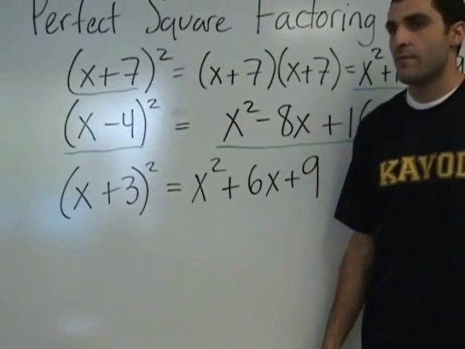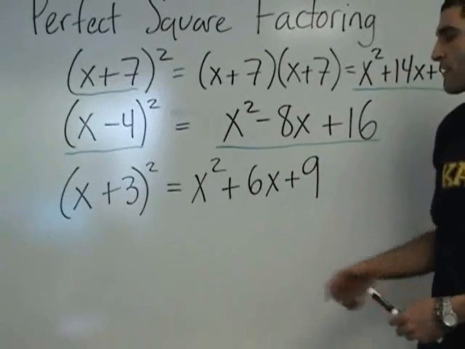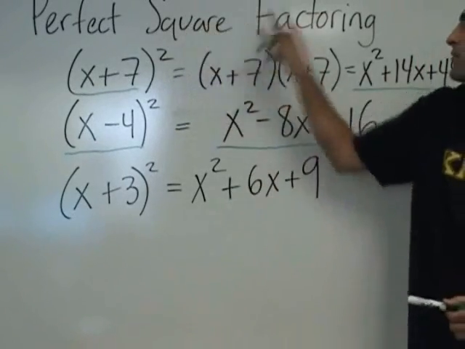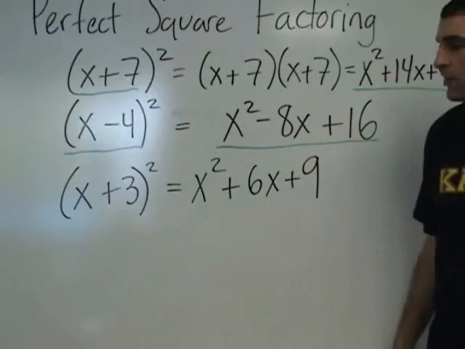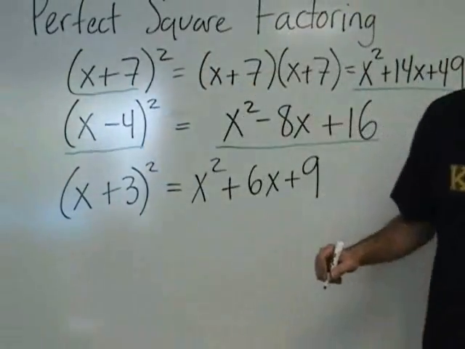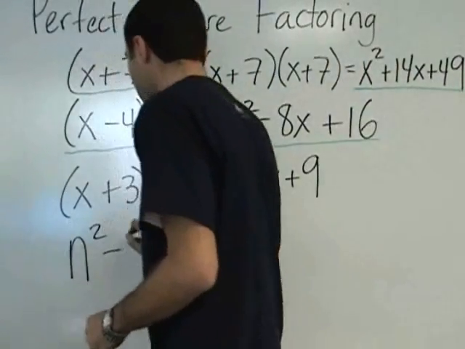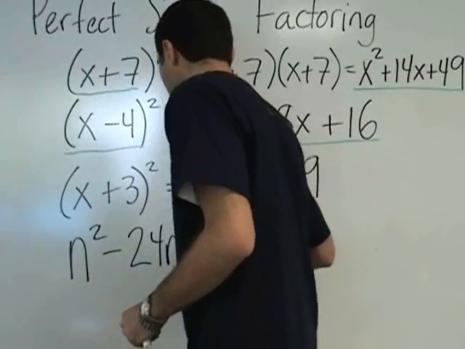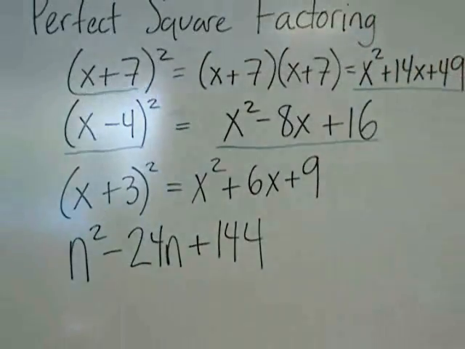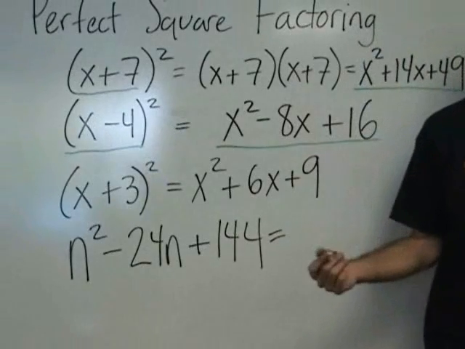Why can't you just do it in order? You can. Here's the goal. When you're given a problem like this, can you recognize it as a perfect square trinomial? For example, n squared minus 24n plus 144. All right. Factor, please. And I'm telling you, it's a perfect square trinomial.